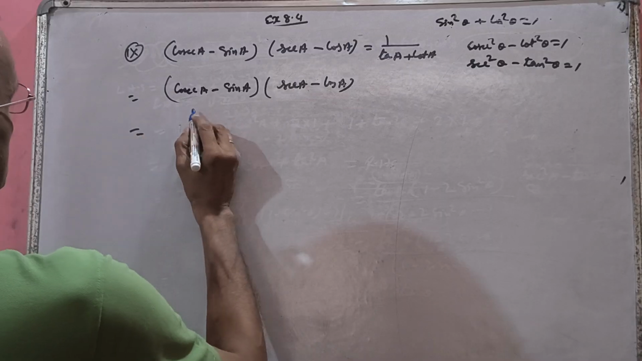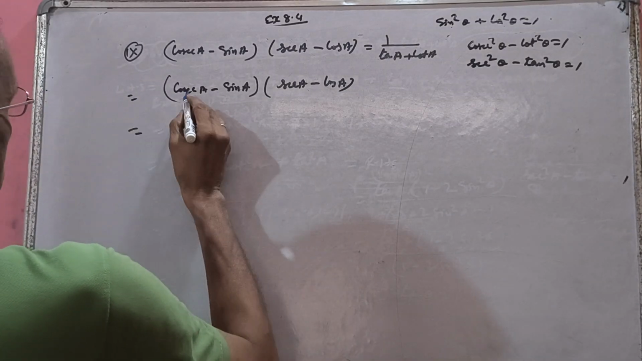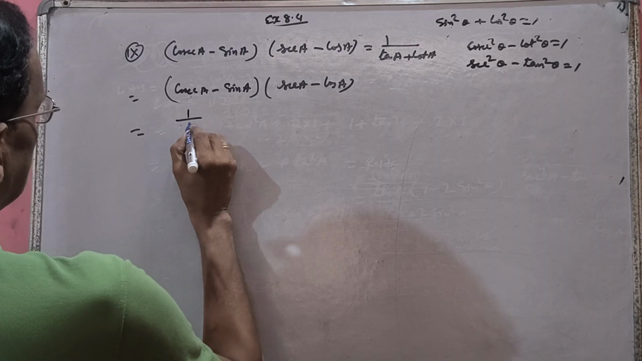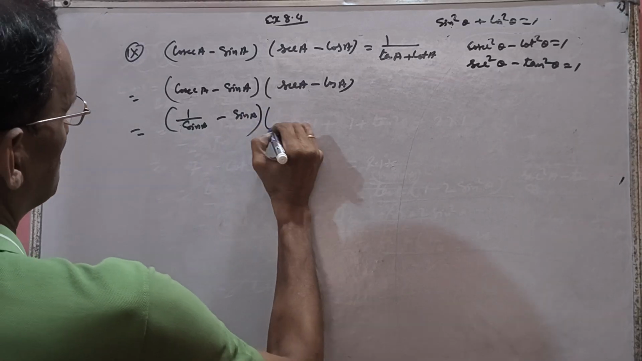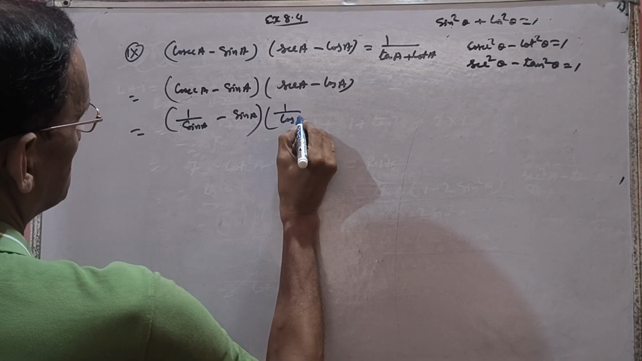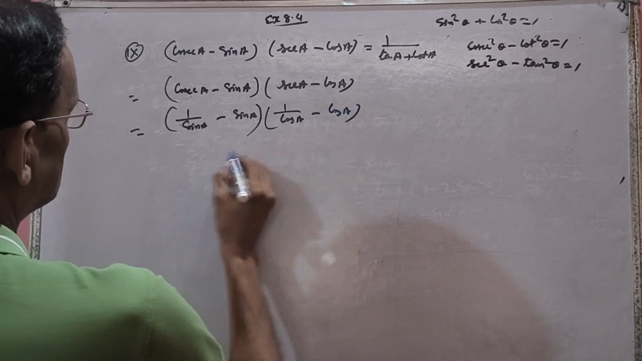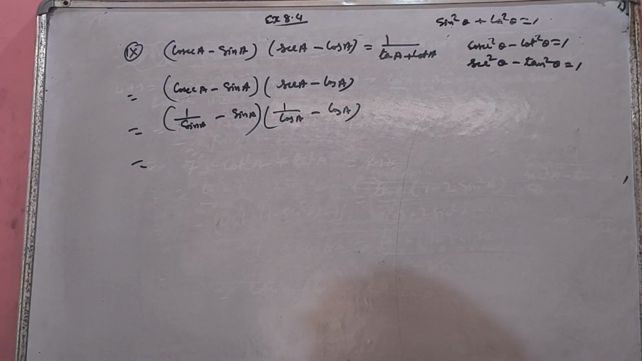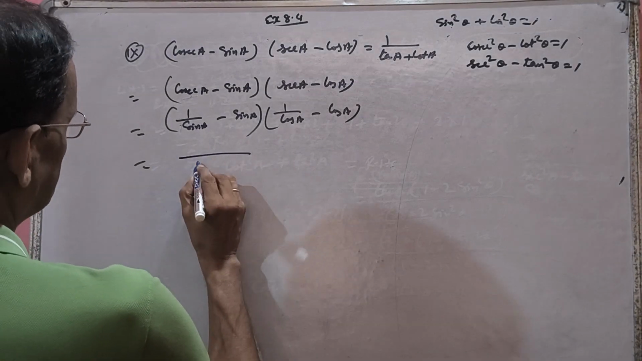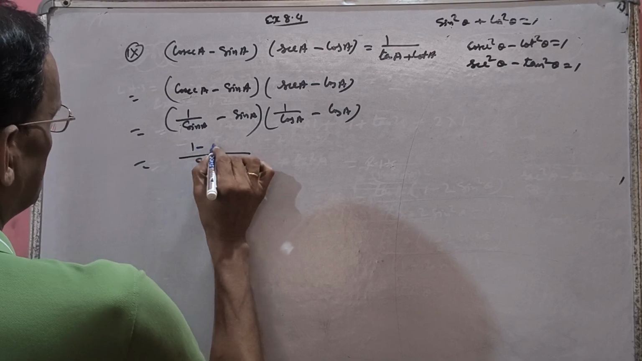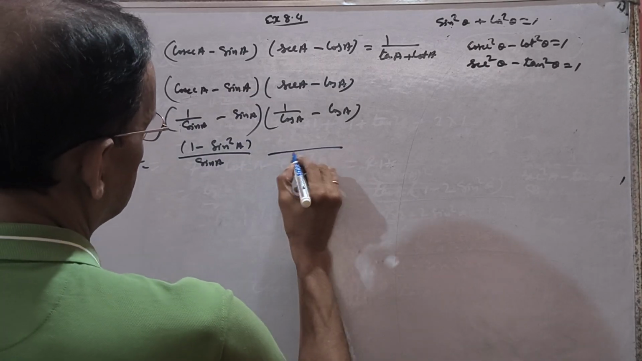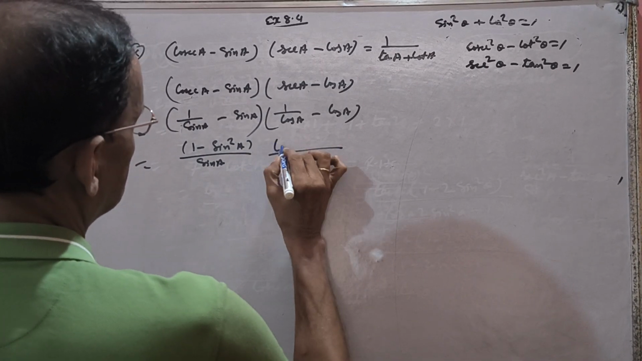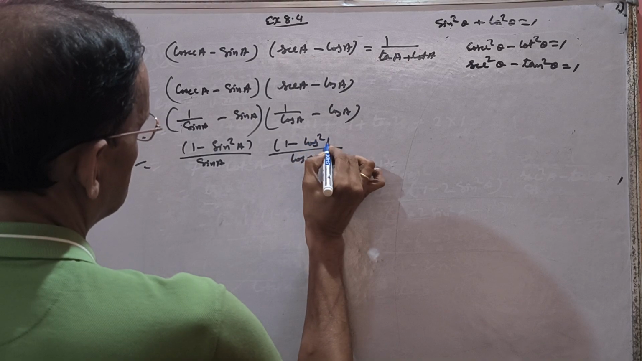What will we write for this? Cosec, what can we write? 1 by sin, and this is already sin, into sec, what will we write? 1 by cos, and this is already cos. Okay, what now? LCM we will take then. Sin A, 1 minus sin square A. Okay, and this LCM is what? Cos A here, 1 minus cos square A.